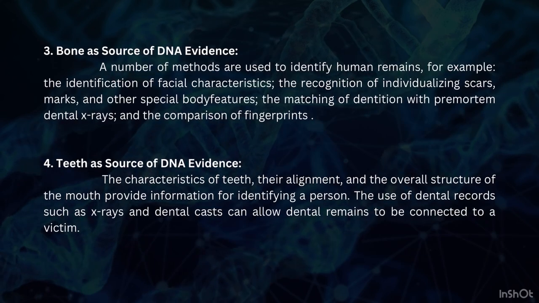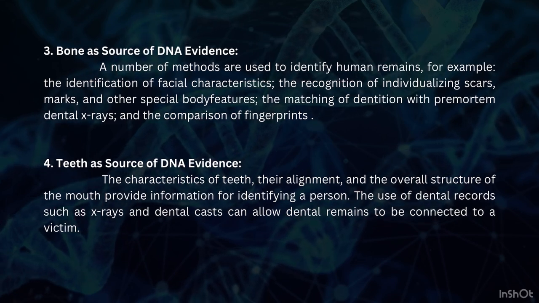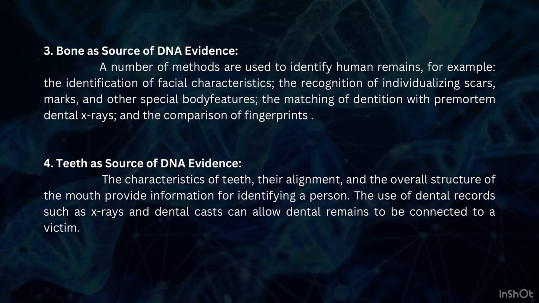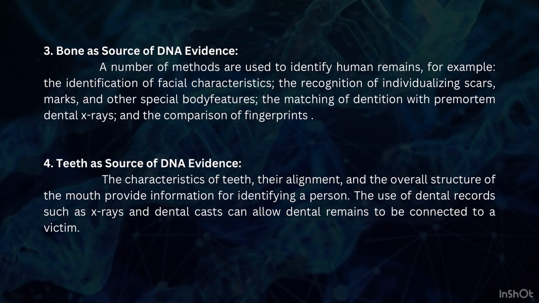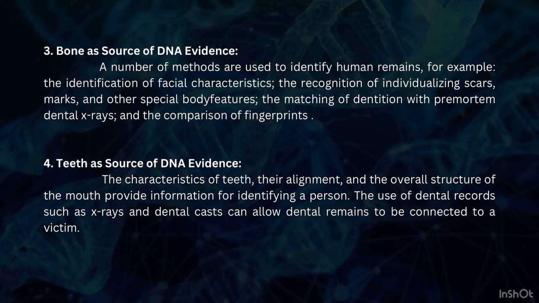Now, we move to the third source of DNA evidence, which is bone. A number of methods are used to identify human remains. For example, the identification of facial characteristics, the recognition of individualizing scars, marks, and other specialized body features, the matching of dentition with pre-mortem dental X-rays, and the comparison of fingerprints.